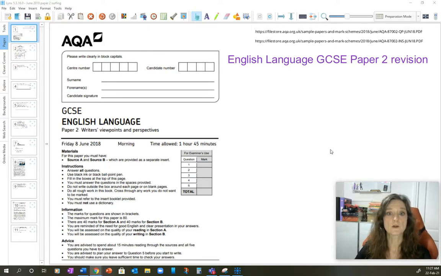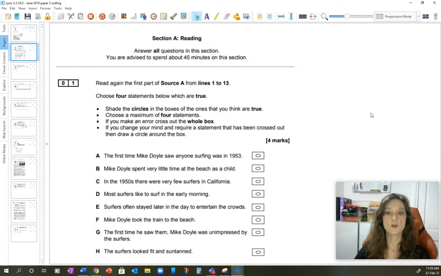We're going to read through those questions. When the examiner or your teacher says you may start, then you can open your insert and your question paper. So question 1, remember, is your true or false question. So let's think about our exam technique, shall we? Read again the first part of the source A from lines 1 to 13. Choose 4 statements which are true.